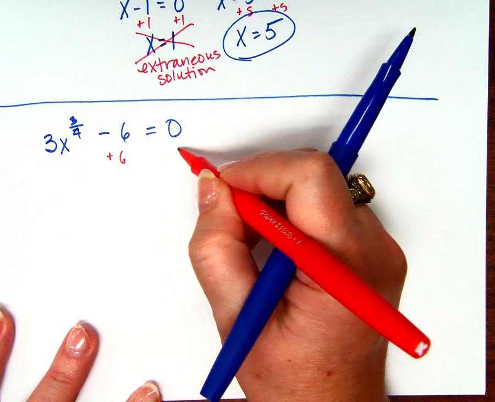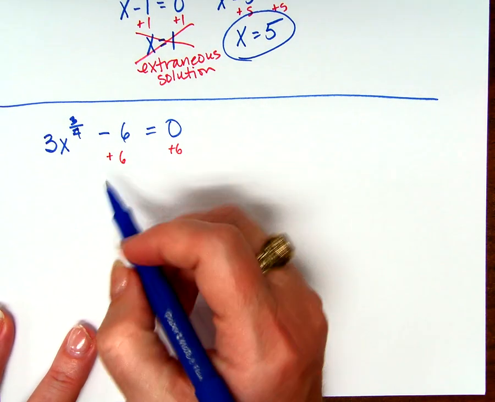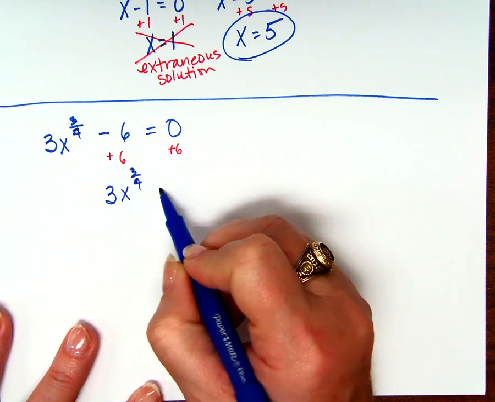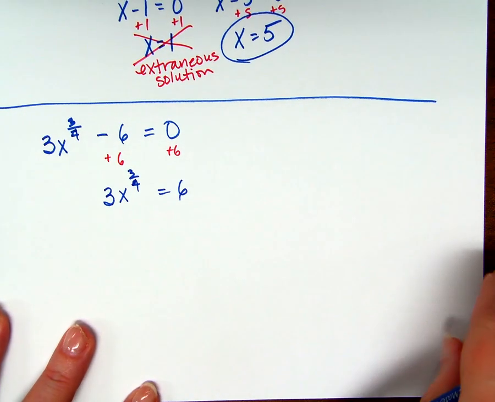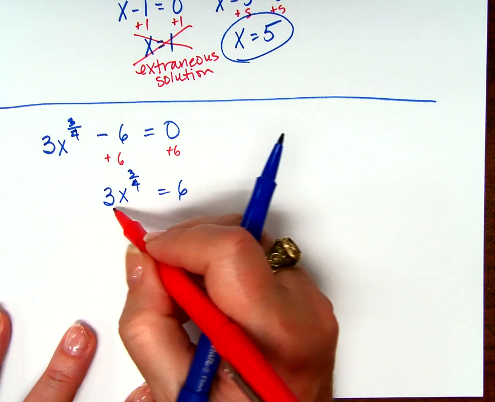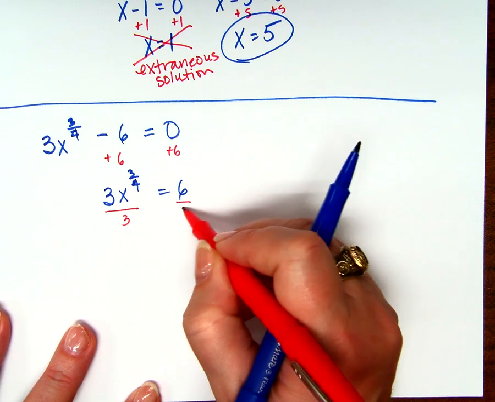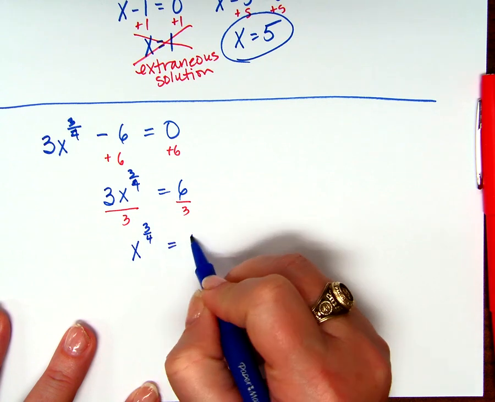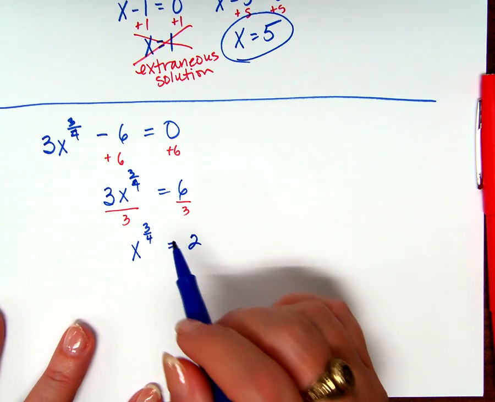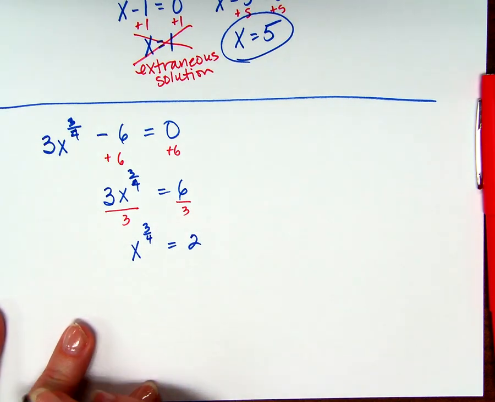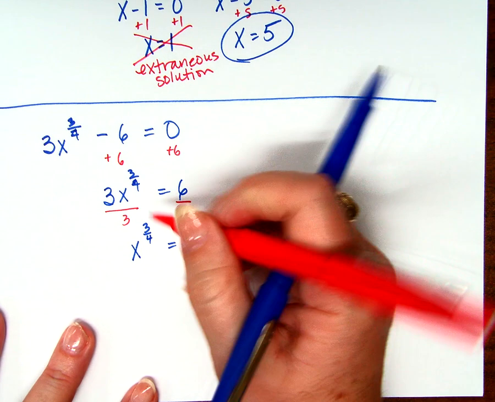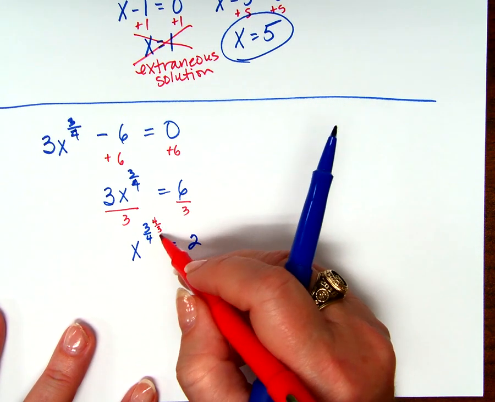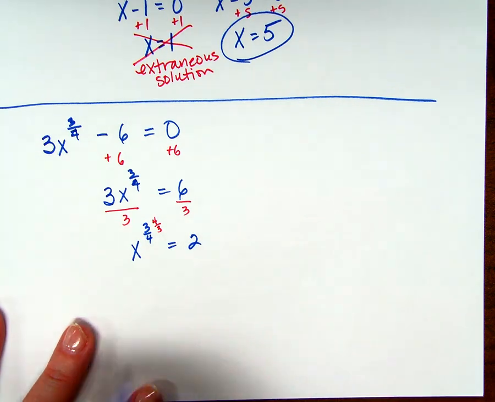For sure, right? Basic problem solving skills or equation solving skills we start with, and then divide by 3. So x to the 3/4 equals 2. How do I undo something to the 3/4 power? I raise it to the 4/3. How is that related? It's a reciprocal, isn't it? Okay.